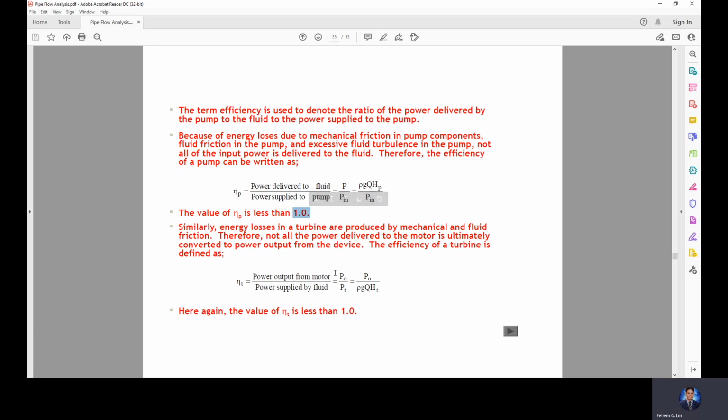For a turbine, it's the reverse, since the input of our turbine is from the fluid. Our turbine rotates due to the movement of our water. So the power supplied by the fluid is larger, and the power output of our motor is smaller. Actually, this is from the generator. Generator motor, still a motor.